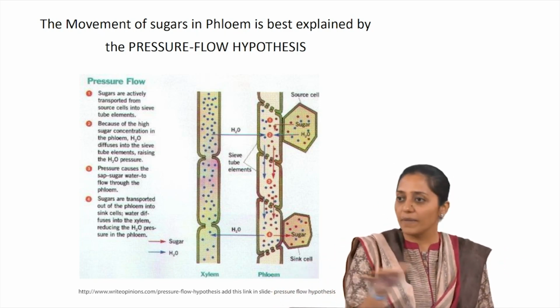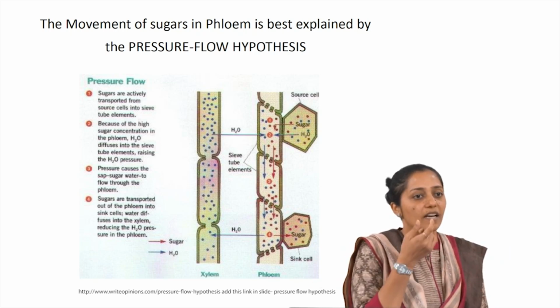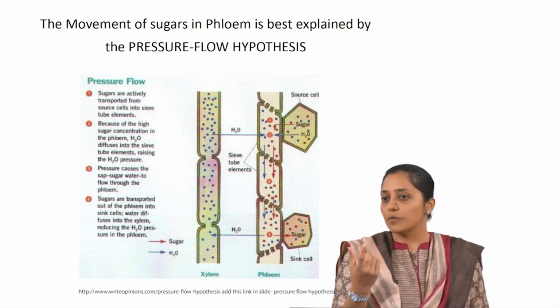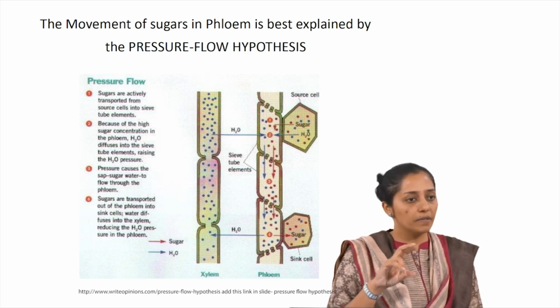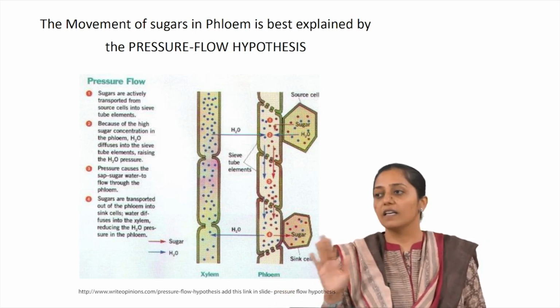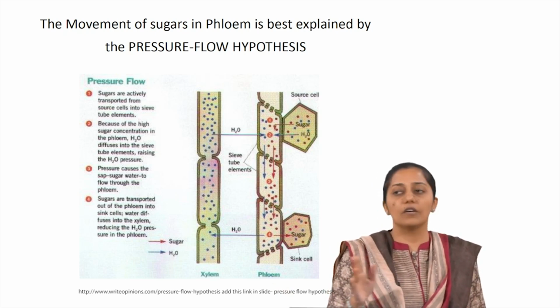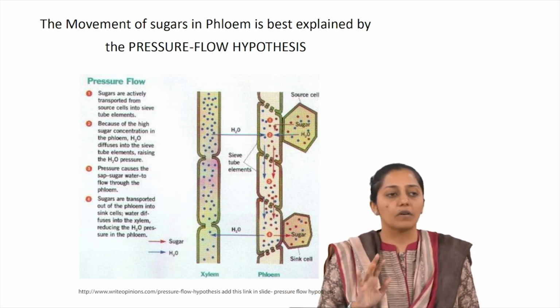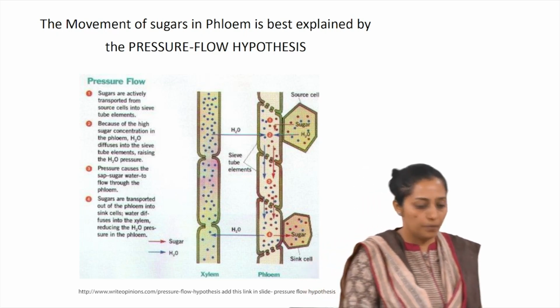So, these things happen in parallel. There are membrane proteins, transport proteins, which help in downloading these molecules against the concentration gradient. That is called the pressure flow hypothesis.